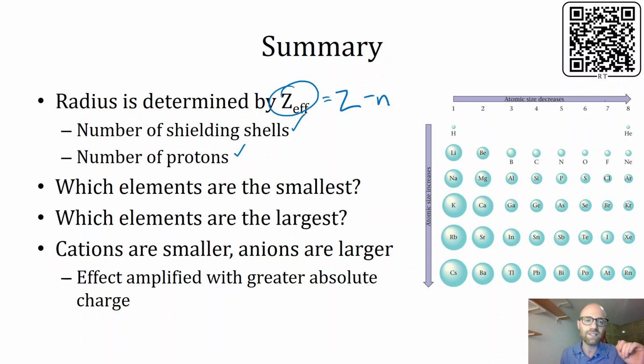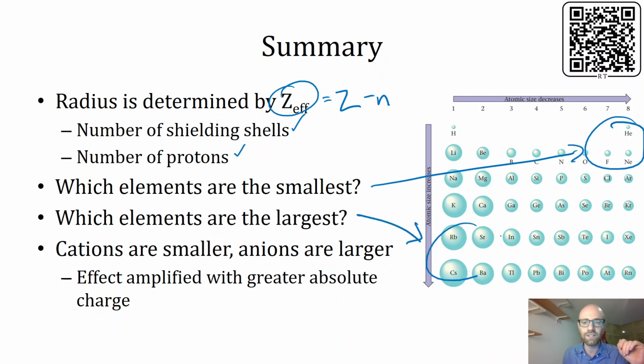Atomic size decreases as you go from left to right and increases as you go from top to bottom, which means the smallest elements are going to be found in the upper right-hand corner, and the largest elements are going to be found in the lower left-hand corner of your periodic table. In general, it seems to me that atoms of nonmetals are small and atoms of metals are large. When making an ion out of your atom, the cations are always smaller than what you started with, the anions are larger, and that effect grows with the greater absolute magnitude of charge.